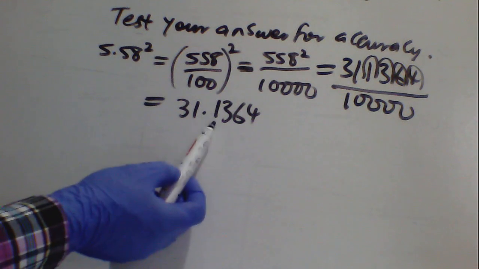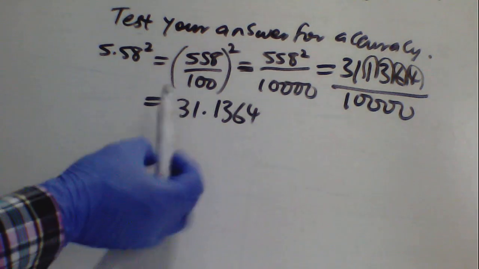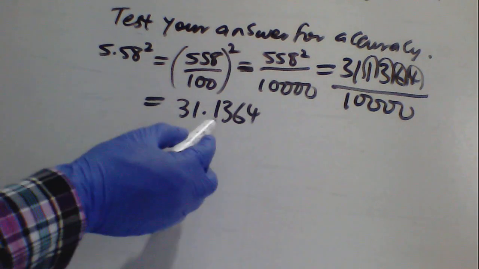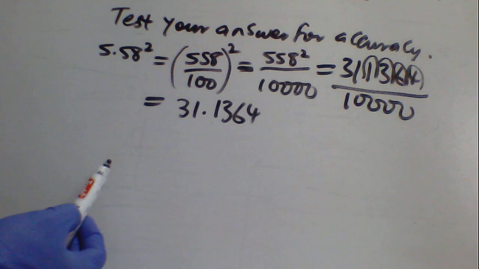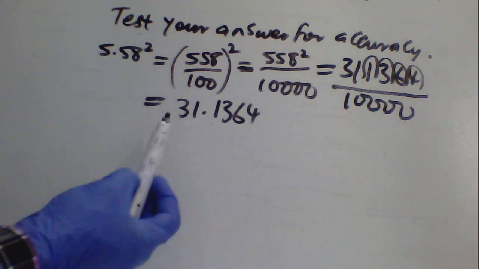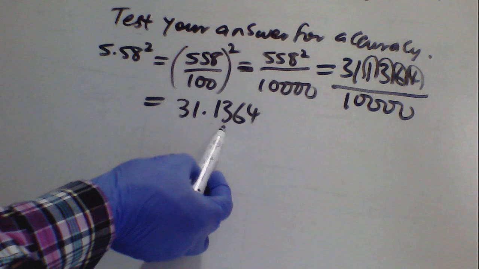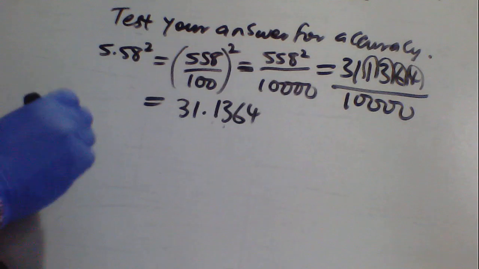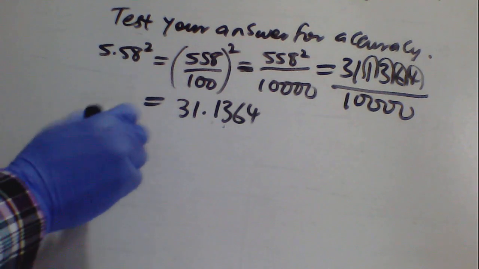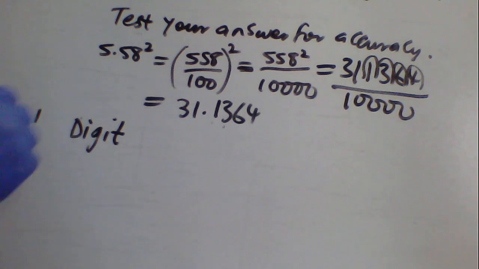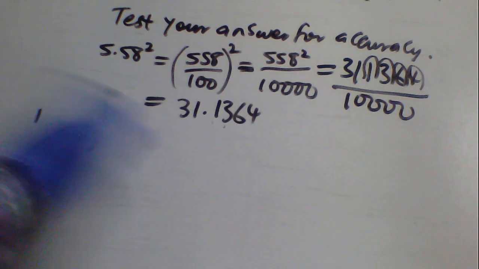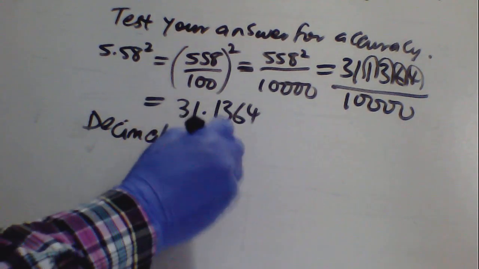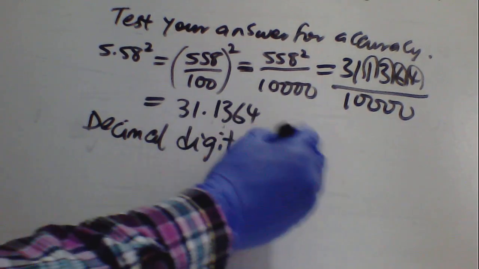this one is not correct, because once you have squared it, notice that it is a bit higher than 31. The first digit is not equal to 0. For the answer to be correct, your first digit must be equal to 0, and the second digit must be less than 5. Since the first digit is not equal to 0, you have to perform decimal digit adjustment.